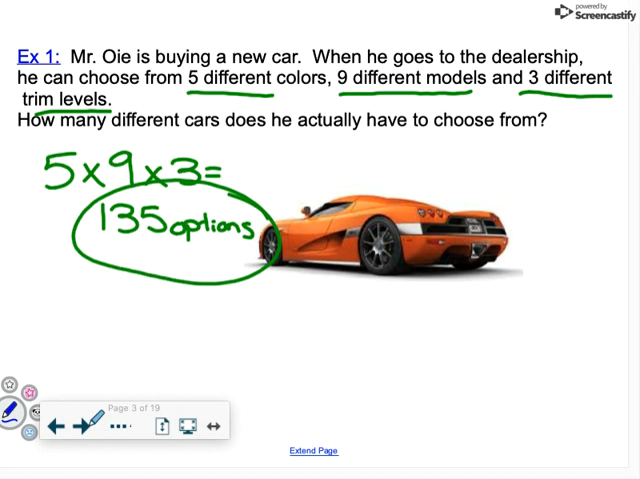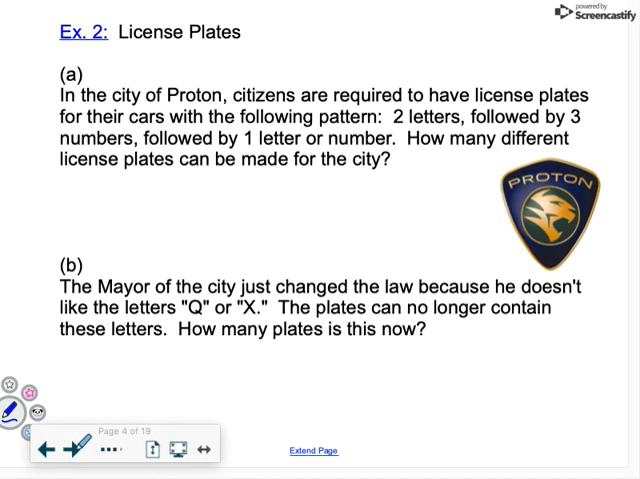So now changing up, similar type problem, but this time we're going to talk about license plates and different ways to create them. So this first question says, in the city of Proton, citizens are required to have license plates for their cars with the following pattern. 2 letters, followed by 3 numbers, then followed by 1 letter or number. So how many different license plates can be made for the city? The first 2 things have to be letters, the next 3 have to be numbers, and the last one could be a letter or a number.